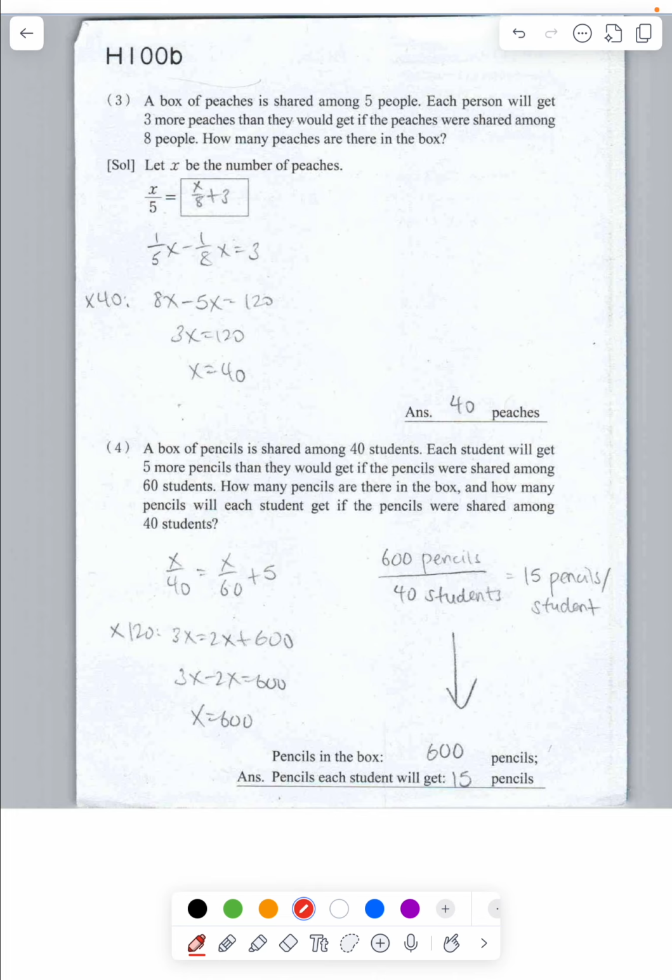Can you do question number 4? Let's read it together. Nora, Mom said you have to go. Last question. Okay, 5 minutes. Okay, 5 more. No problem.